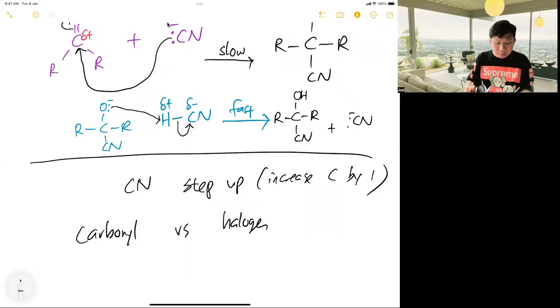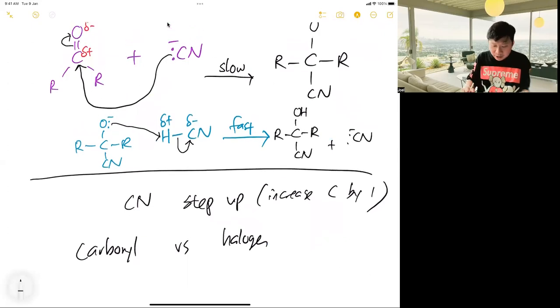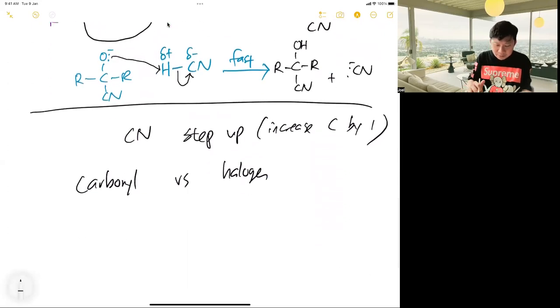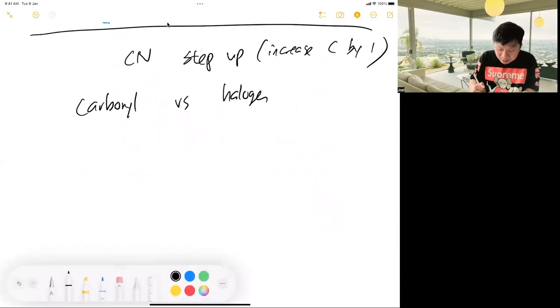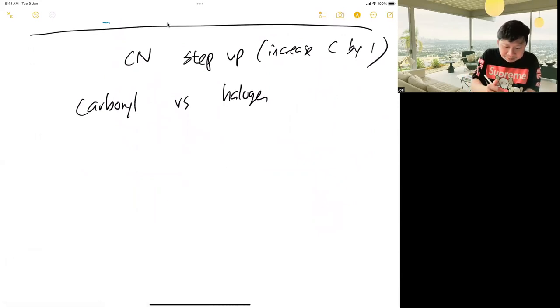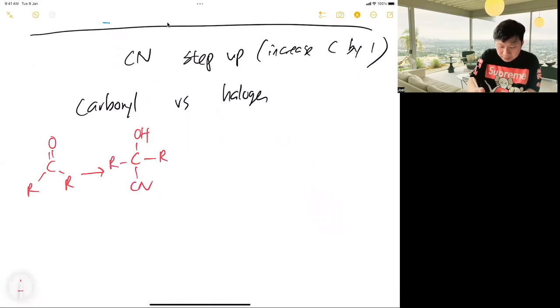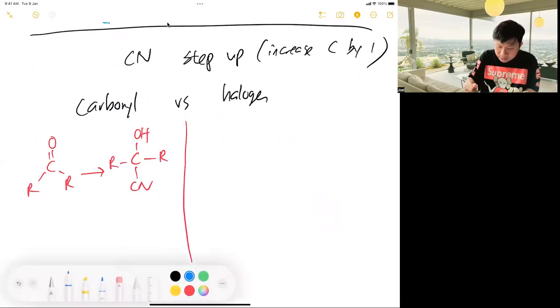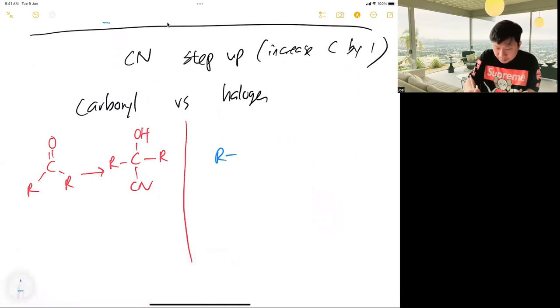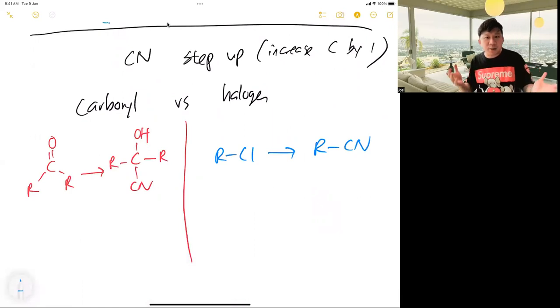What is something you spot? So I have to see. For carbonyl, look here. Maybe you can answer me after I draw it out. So carbonyl is like that. Can you spot a pattern? Oh, step up. For halogen, it is like that. What's the pattern? How to decide which one?